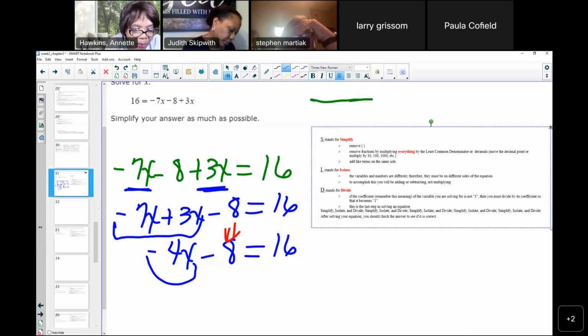Now, I just can't pick it up and move it. I have to use sound mathematical practices, okay? Because this is a minus 8, in order to get rid of that, I need to add plus 8 because a minus and a plus will cancel each other out. But now, this is a scale. So if I add plus on the left, I have to add plus on the right. Let me stop and see if there are questions.